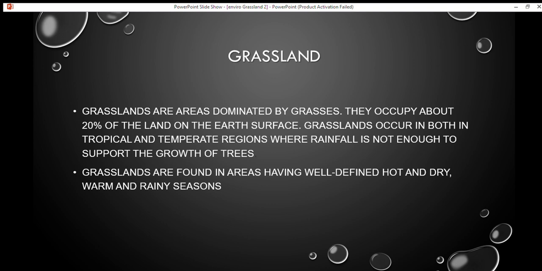Now, grasslands are found in areas having well-defined hot and dry, warm and rainy seasons. Basically, these are places where it's a balance: it doesn't rain enough and it's really not that hot. So you're stuck with a land where the grass grows, but not at high levels where trees will blossom.